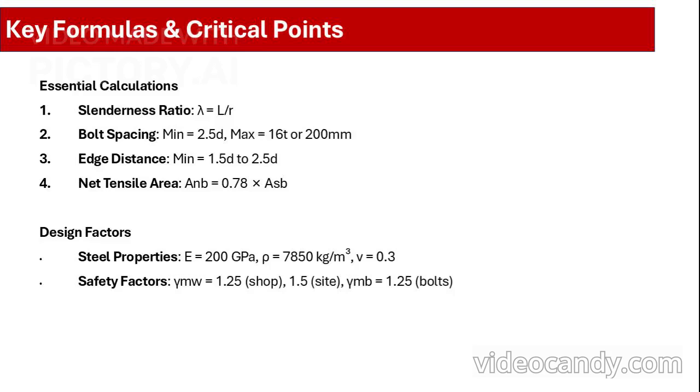Key material properties include E equals 200 gigapascals, density equals 7,850 kilograms per cubic meter, and Poisson's ratio, nu, equals 0.3. For design safety, use gamma Mw equals 1.25 for shop welds and 1.5 for site welds, while gamma Mb equals 1.25 applies for bolt design.